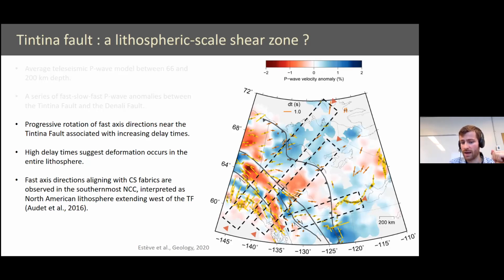For the south, we have this transect showing something different here, where the fast axis directions tend to align with the Canadian shield fabric here. And so that was interpreted to reflect the cratonic lithosphere extending west of the Tintina fault here.